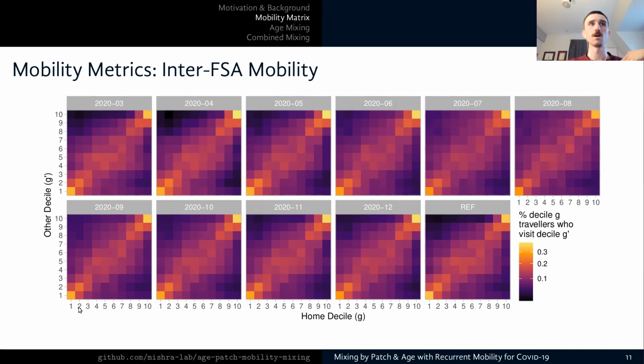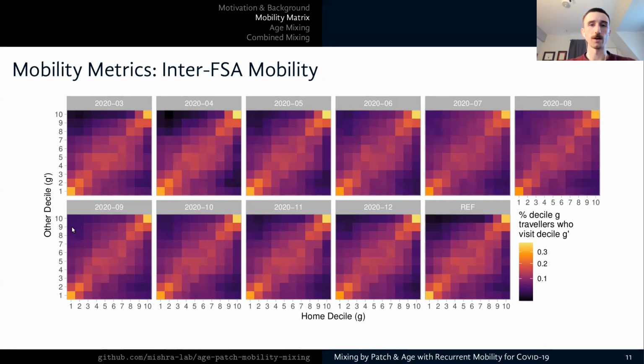So you can see that even if I'm in the highest incidence decile, decile 1, if I'm leaving my home neighborhood, I'm probably going to travel to another neighborhood or FSA that is also in the same decile as me. Sorry, I'm using some terminology interchangeably here. And even if I'm not, the next highest probability is another patch that's in, say, the second incidence decile. And the chance of me going to the lowest incidence decile is really small.